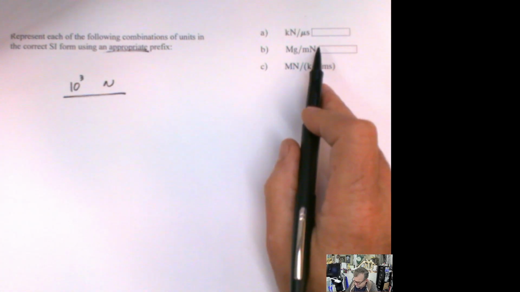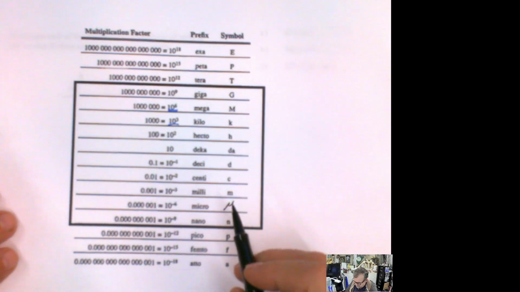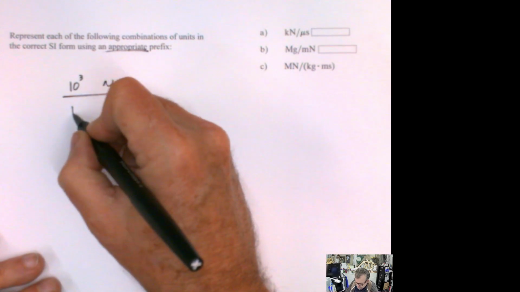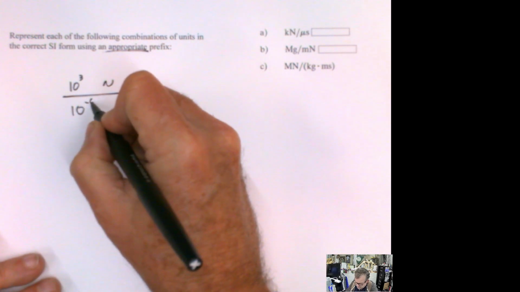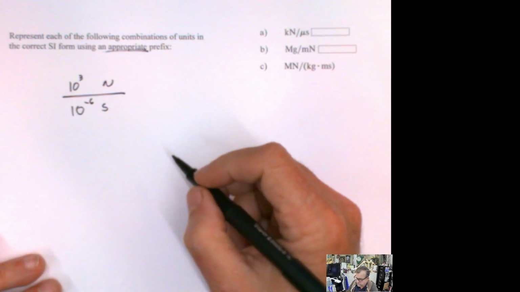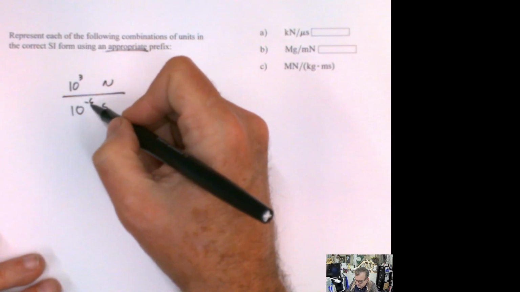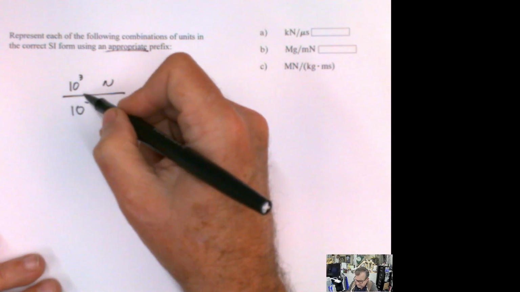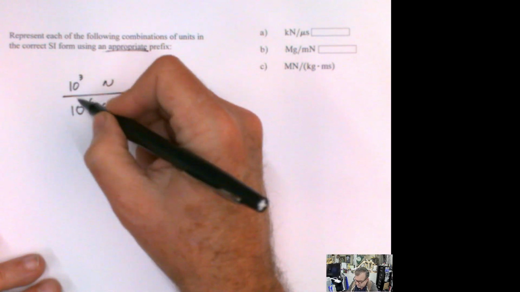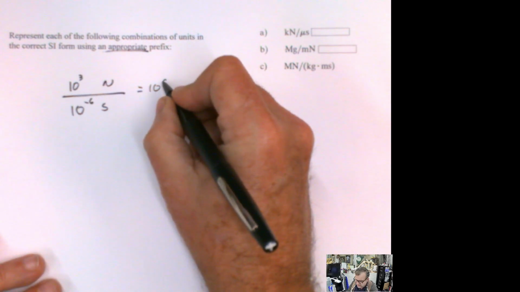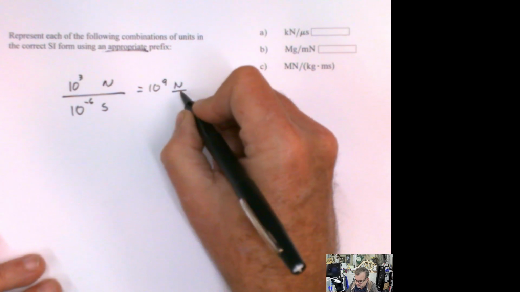Microsecond is 10 to the negative 6, so 10 to the negative 6 second. And those are the two root units for that. Now, if you do this, remember, these are powers of the same base. So you keep the base and you add the exponents, or you pass this to the top, and this is basically 10 to the 9 newton per second.